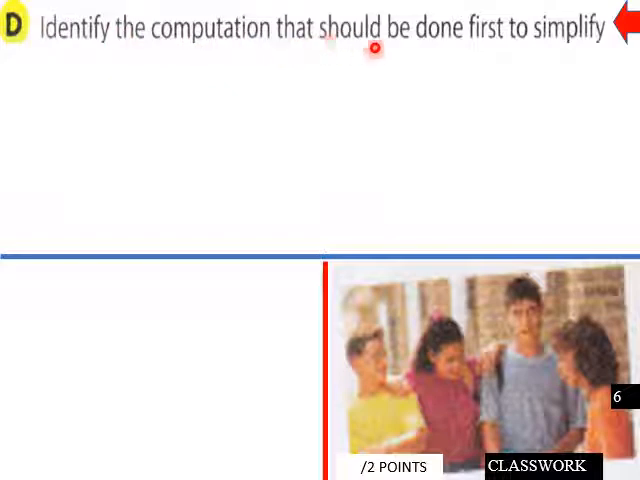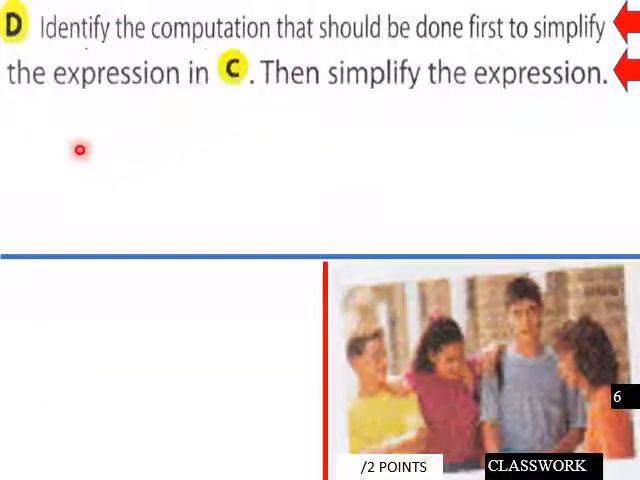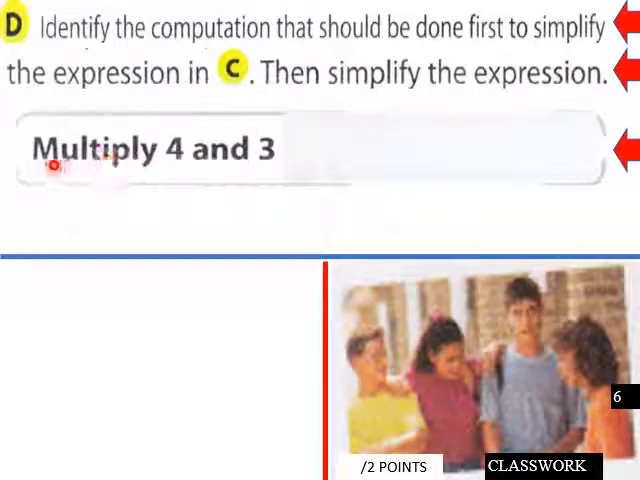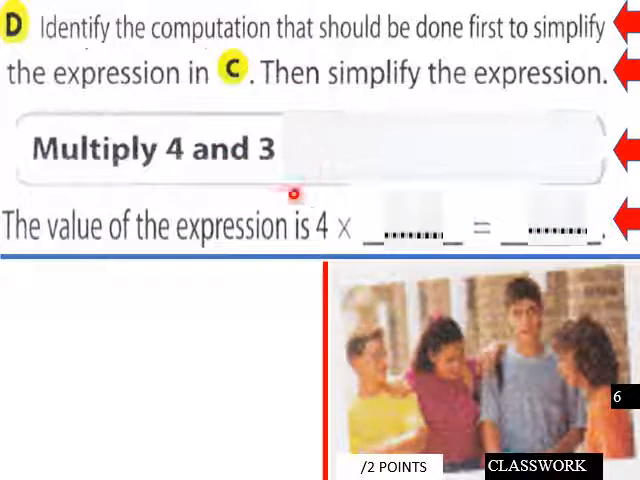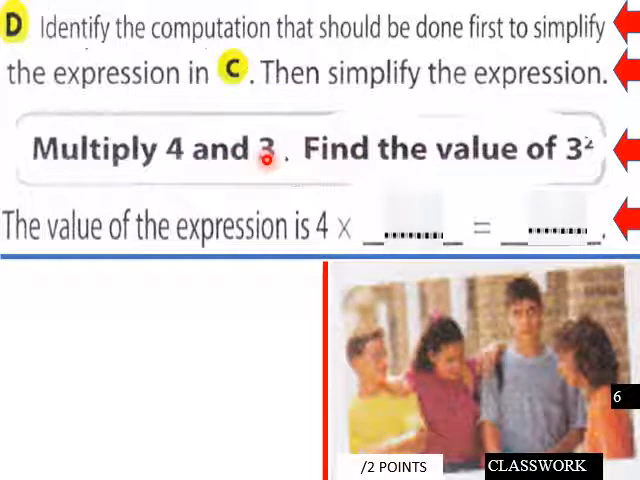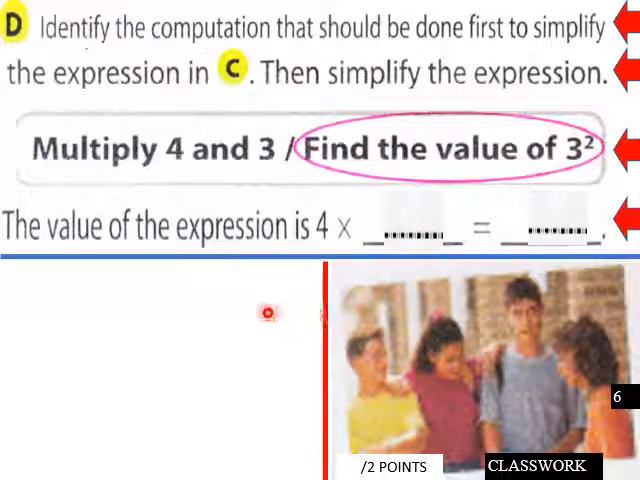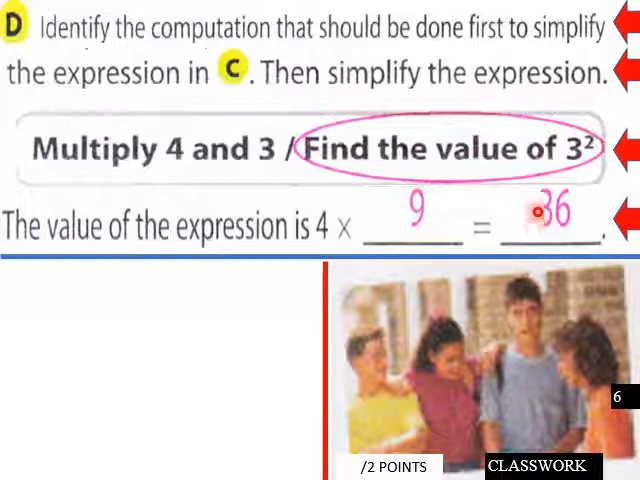Identify the computation that should be done first to simplify the expression. Then simplify the expression. Should we multiply 4 and 3? The value of the expression is 4 times blank equals blank. So what do we have? Not multiply 4 and 3, but powers of 3. Find the value of 3 squared. What's the value of 3 squared? It would be 9. So 4 times 9 equals what, students? Equals 36. So there was a total of 36 people that were emailed in the second wave.